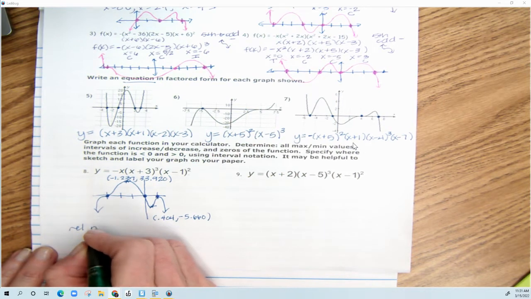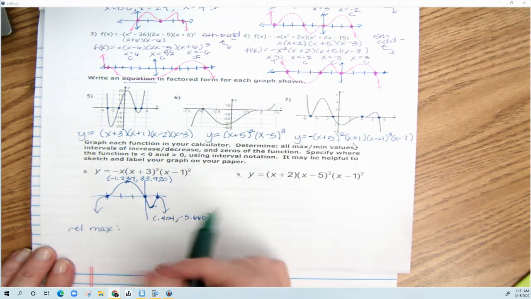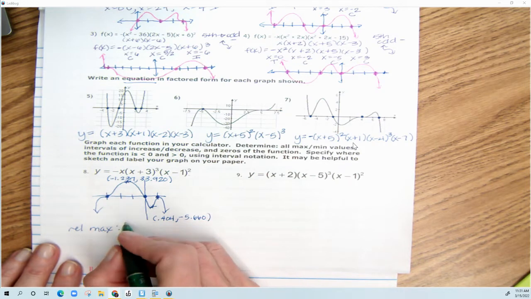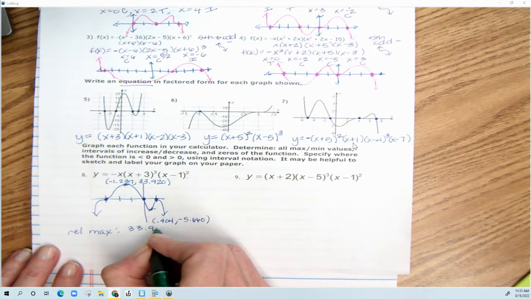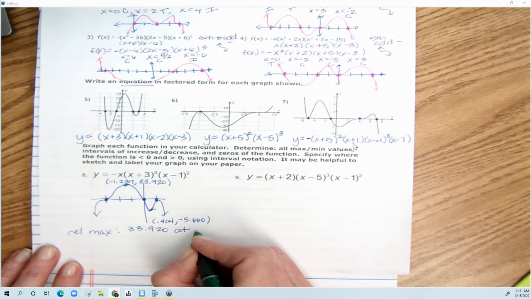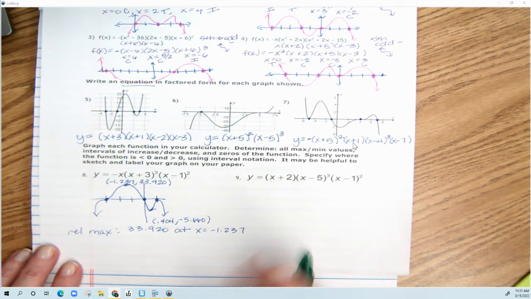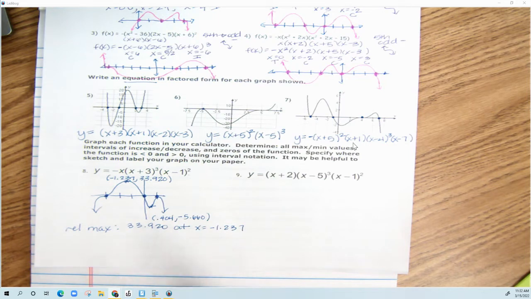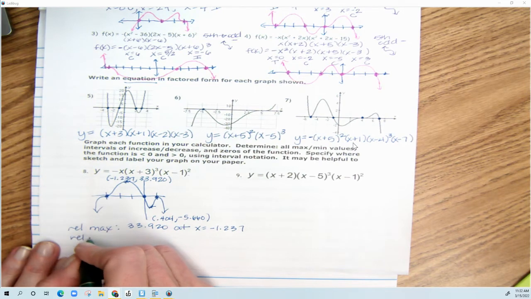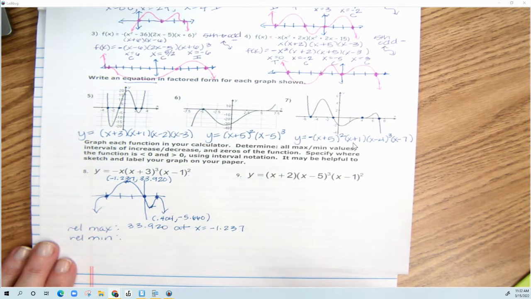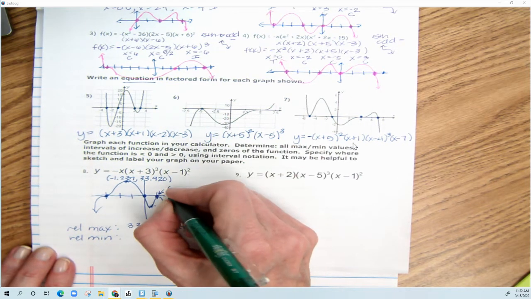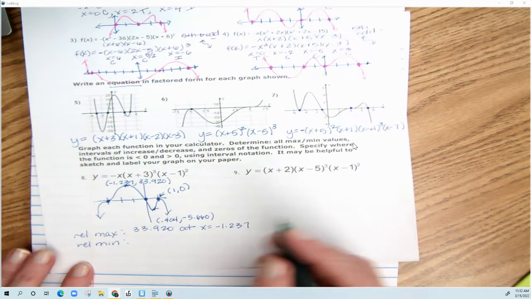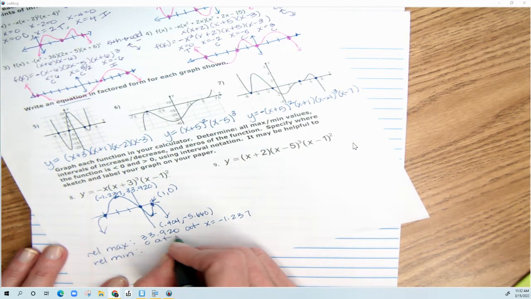So relative max, there's only one. It's up here: 33.920 at x equals negative 1.237. So you always do your max and mins, the y value of the turn at the x value. All right, and then relative minimum. Oh, I forgot that one. This would be a relative max as well at 1, 0. So add that in there, 0 at x equals 1.